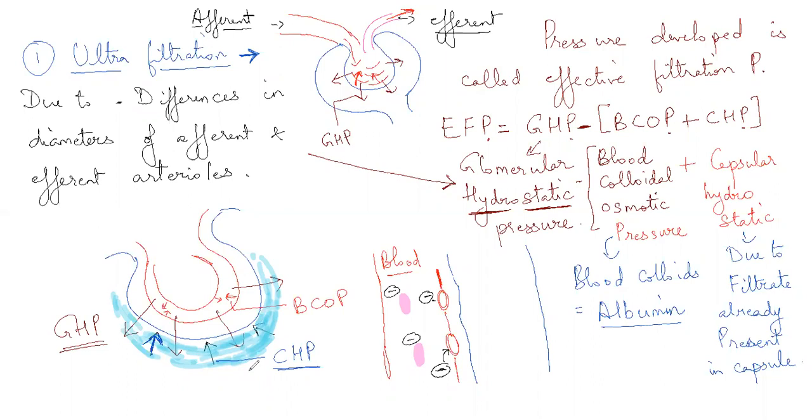Now what happens? This albumin would be forced due to an outward pressure, that is glomerular hydrostatic pressure, towards the wall, towards the window, but it is repelled back. This is repelled back. So it is pushed inside.